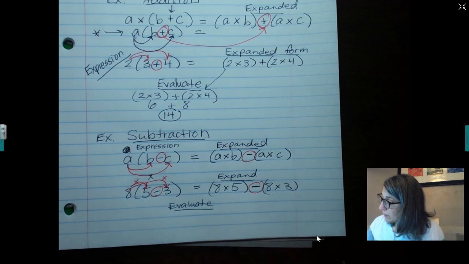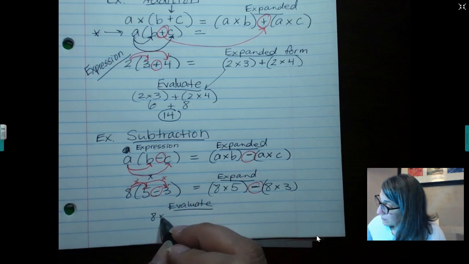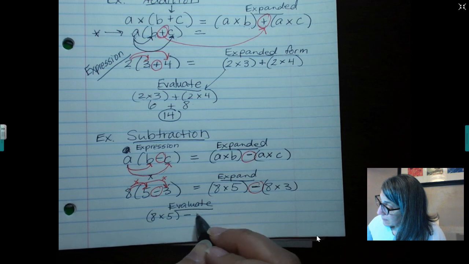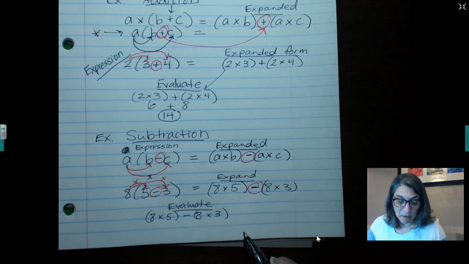Okay, I'm running out of space, so I'm going to write small. 8 times 5 minus 8 times 3. Okay, it's getting really small here. That's okay.